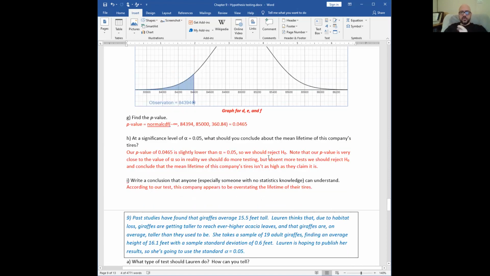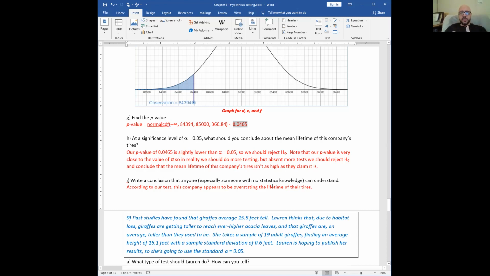In reality, what we should probably do is the test again if we have the time or money for it, because this is close to 5%. It's near the border, right? We don't necessarily want to go around making accusations willy-nilly. So we should say something to the effect of: this tire company appears to be inflating the claims of their tire lifetime, or the lifetime of this company's tires is not as long as they say it is. So there you go. According to our test, this company appears to be overstating the lifetime of their tires. Very simple.